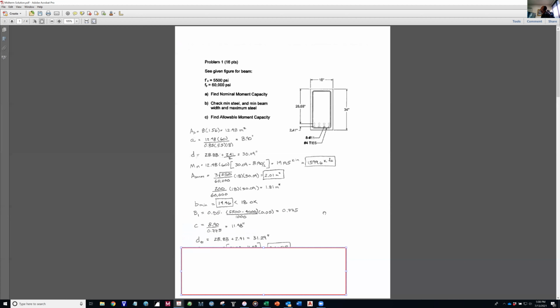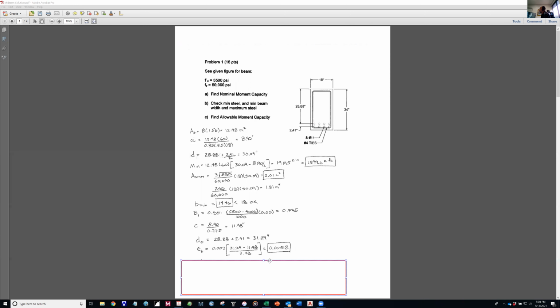And then d sub t is the distance from the top of the concrete to the center of the lowest row. So in this case, d sub t is 28.88 plus 2.41, which is 31.29 inches. Therefore, epsilon sub t is 0.003 times (d sub t minus C) over C. And I got 0.0518. I'll elaborate on this d sub t in just a second.